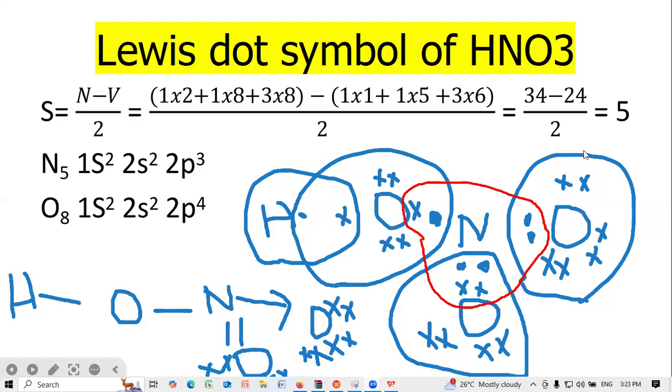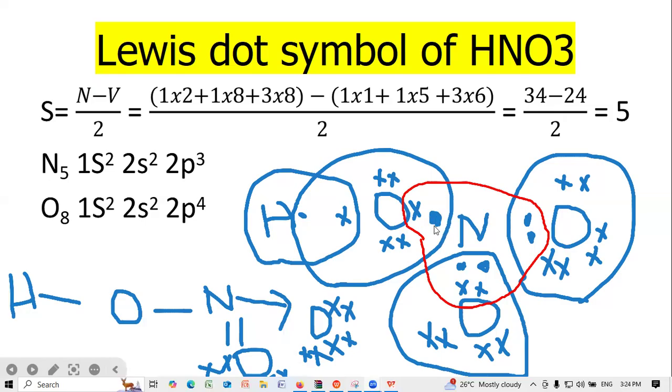Using the 5 covalent bonds, I have started from this hydrogen. The electron of hydrogen is denoted by a dot, and the electrons of oxygen are denoted by a cross. So this hydrogen has taken 1 electron to complete its duplet. In the case of this oxygen, it has 6 valence electrons, and it has taken 1 electron from this hydrogen and 1 electron from this nitrogen.